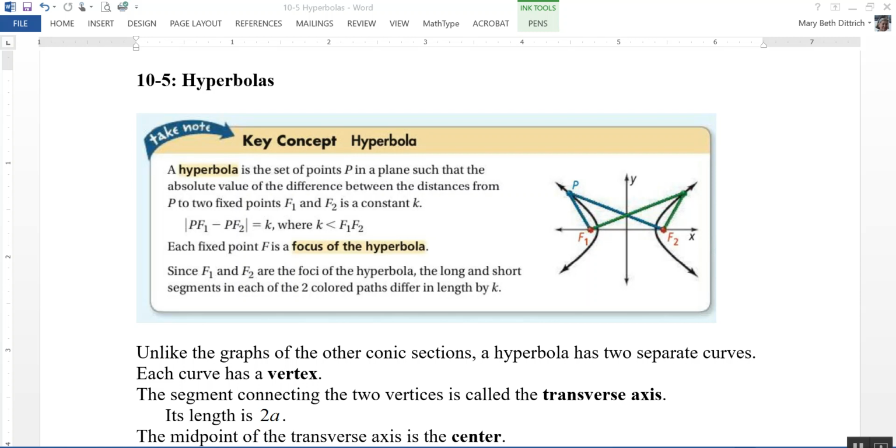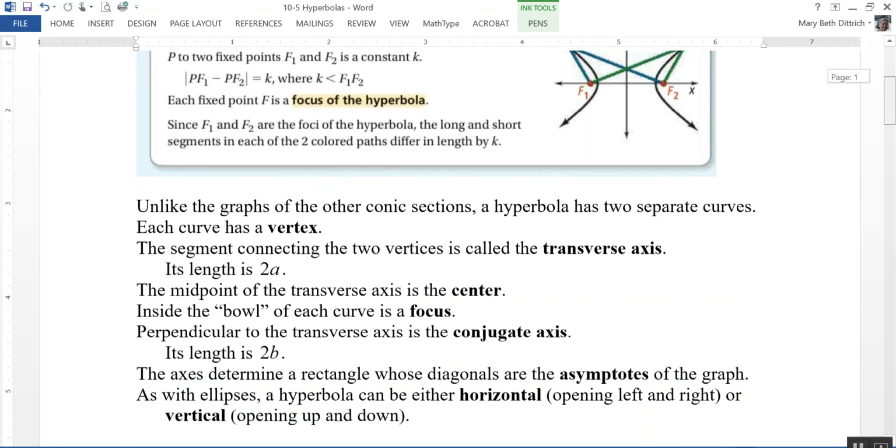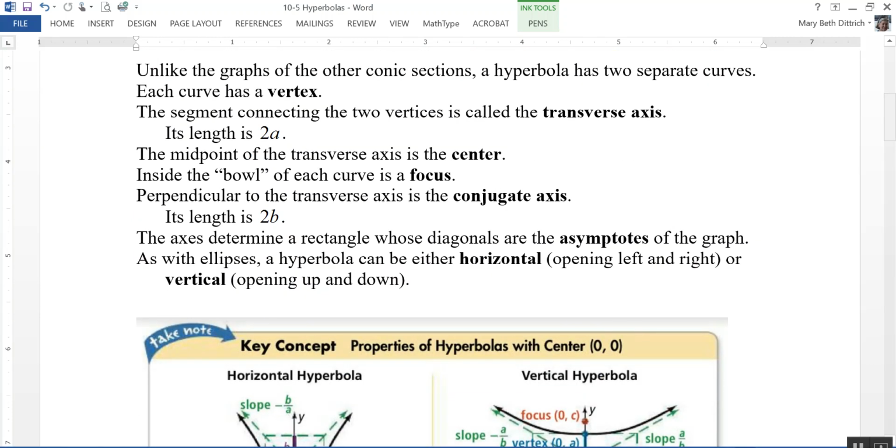Let's take a look at some of the aspects of a hyperbola, and then we'll take a look at a picture. I wouldn't worry too much about the strict definition right now. As I said, a hyperbola always has two separate curves. Each curve has a vertex, kind of in the place where the vertex is on a parabola. The segment connecting the two vertices is called the transverse axis, and its length is 2a.